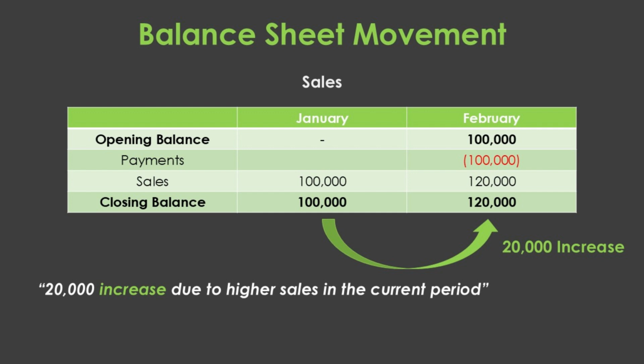If the sales in the current period were lower, it would mean that there would be a decrease in the accounts receivable balance in the current period. In which case, we say 20,000 decrease due to lower sales in the current period.